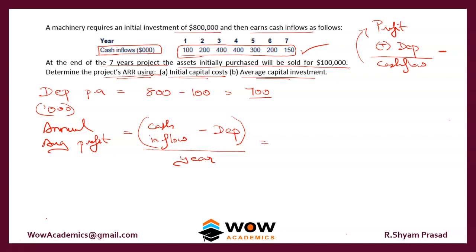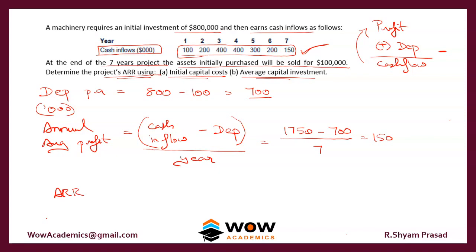So the total cash flows comes here. It comes to 1750 minus the depreciation is 700 divided by 7. So the answer comes to 150. So that is the annual average profit.